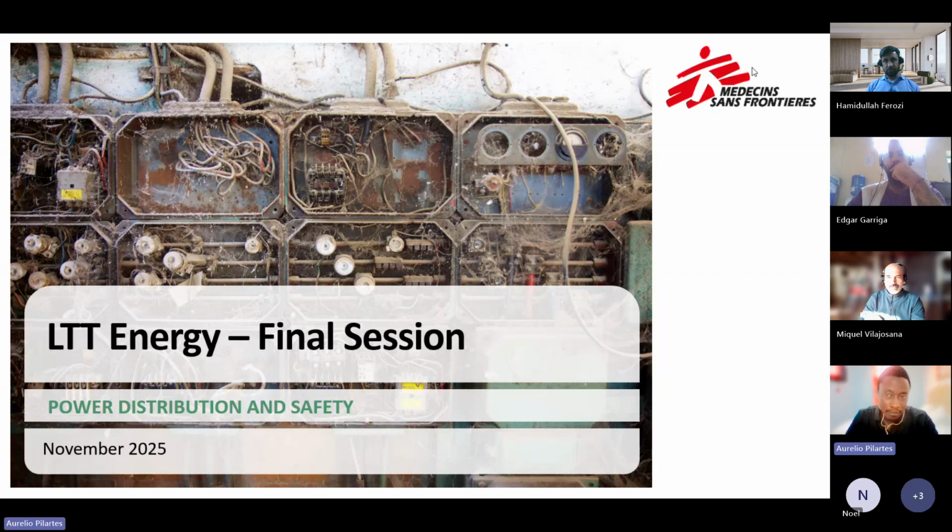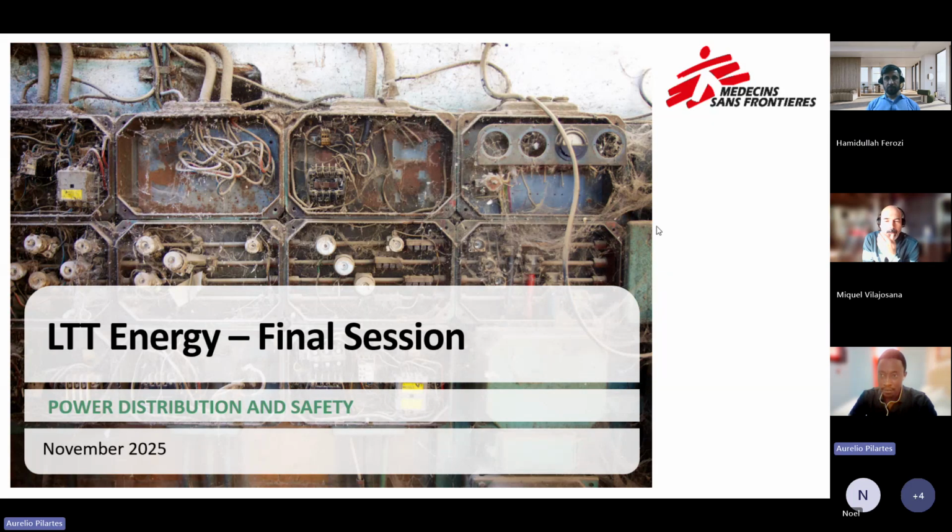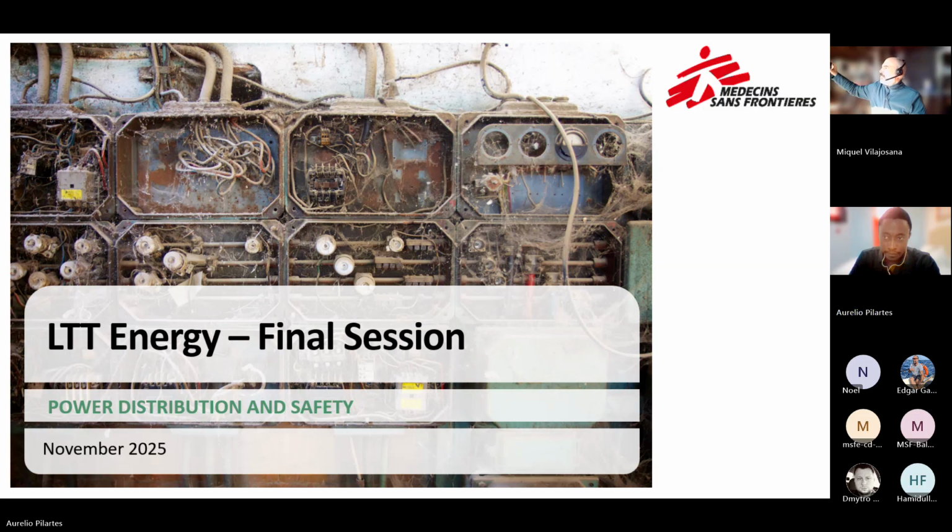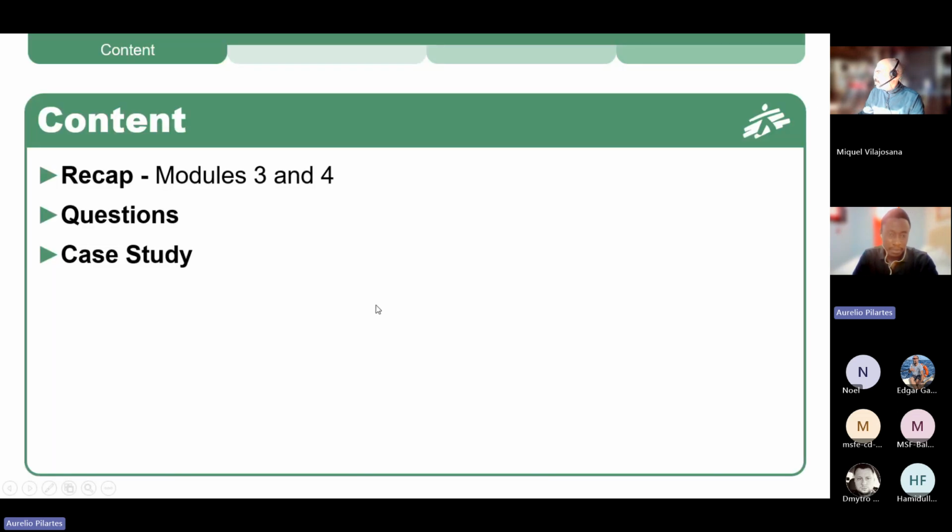Okay, good. So in this final session, we are going to talk about modules 3 and 4: power distribution systems and also electrical safety, protection of equipment and people, before, of course, talking about our case study. So this is how our session will be. We'll talk about modules 3 and 4, as I said. In case there are any questions, we will talk about them, and then we will go to the case study.